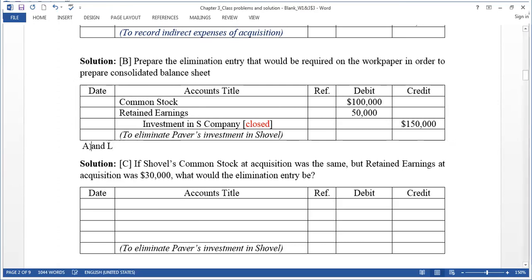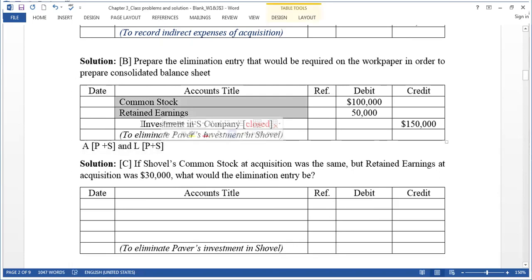So these are the things we are going to keep. P plus S. And for the liability, also P plus S. So these accounts we are going to keep. We are going to keep these accounts and we close the subsidiary company's equity and we close the parent company's investment.